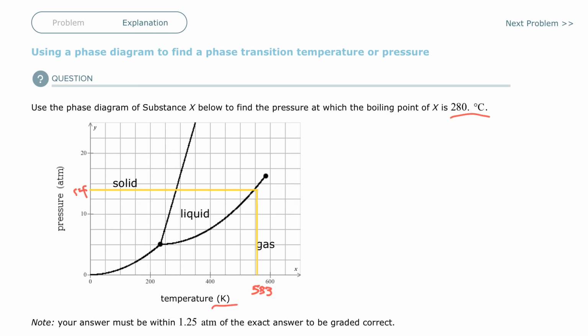Since they gave it to you in Celsius, if you have to answer, I would answer in Celsius. But I think really all they said is find the pressure. So I would say the pressure is 14 atmospheres. That's all I'd say. Okay, great.